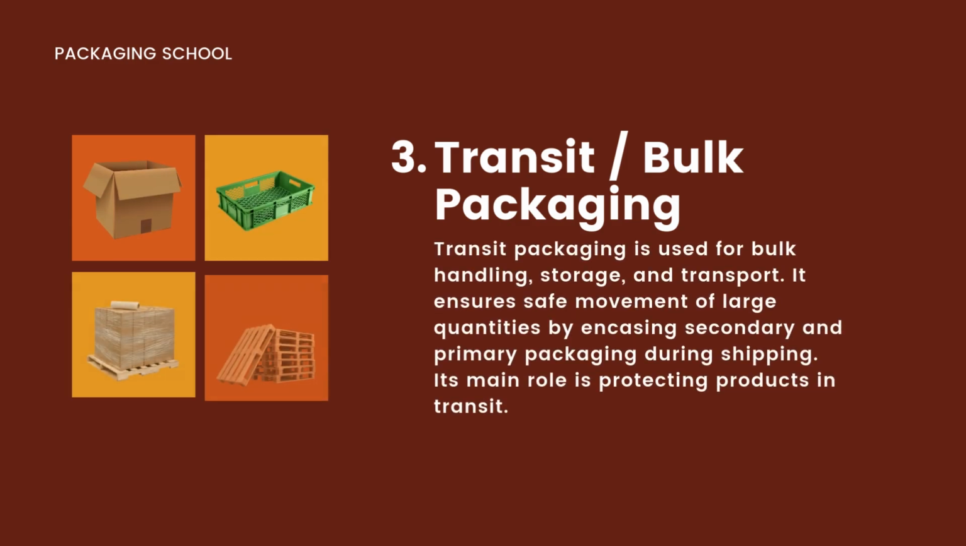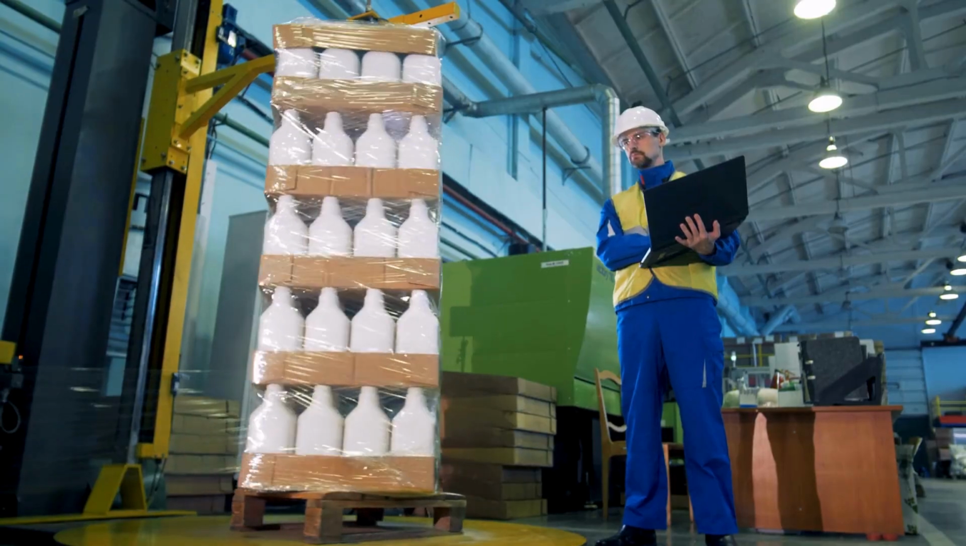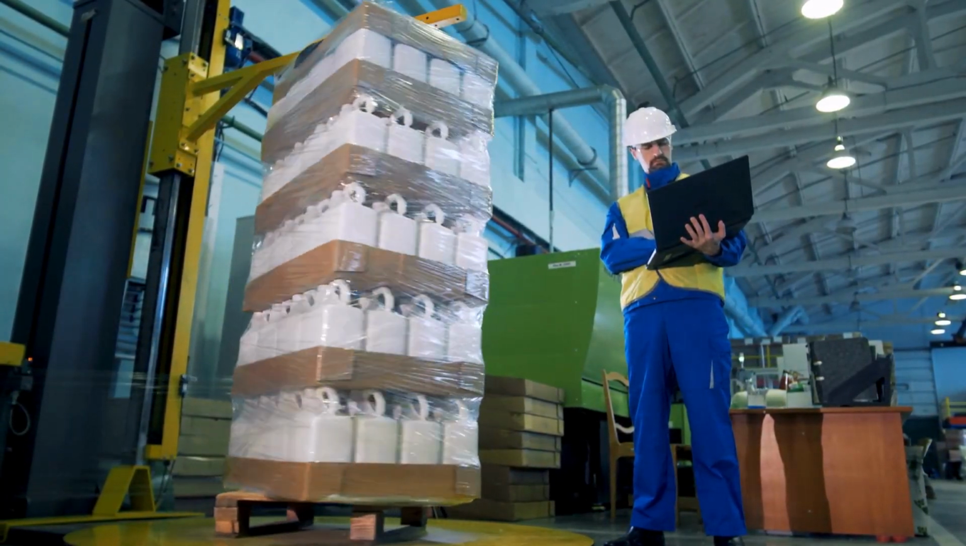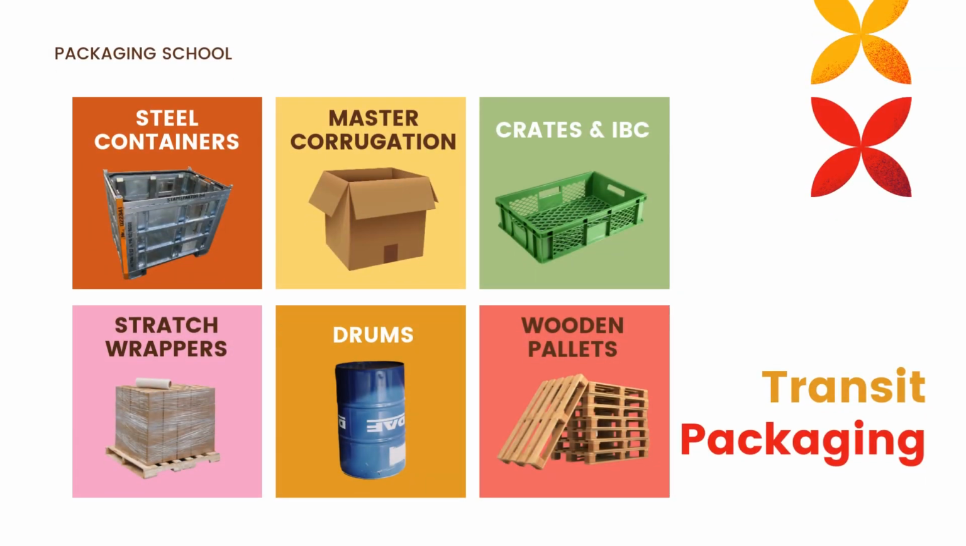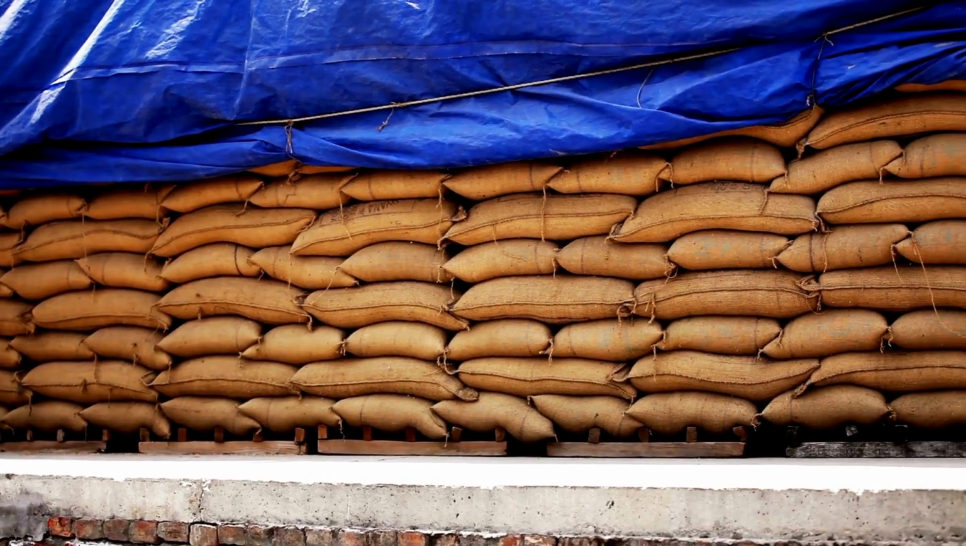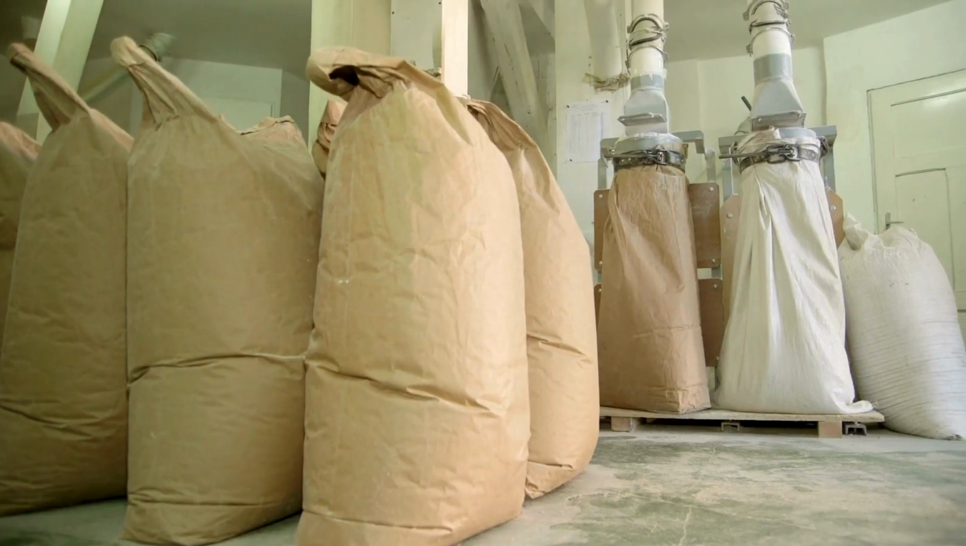Transit packaging. The final step is transit packaging, which protects products during transportation by truck, ship, or air. This prevents damage to both the unit and secondary packs. Examples of transit packaging materials: wooden pallets and crates, steel and aluminum containers, drums, master cartons and shipper cartons, stretch wrapping, cotton bales, sacks of paper laminates. Transit packaging ensures your products reach their destination safely.